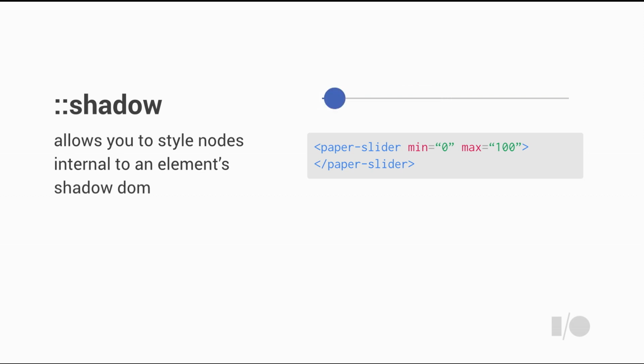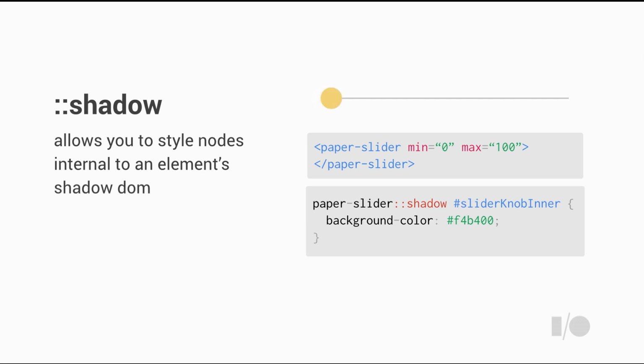And it's got this really dark blue knob that the user is currently dragging across the screen. So if I want to change the color of that knob, I can use the shadow pseudo element, I can pierce the paper slider, and I can specifically target that one child element inside of there and change its color.